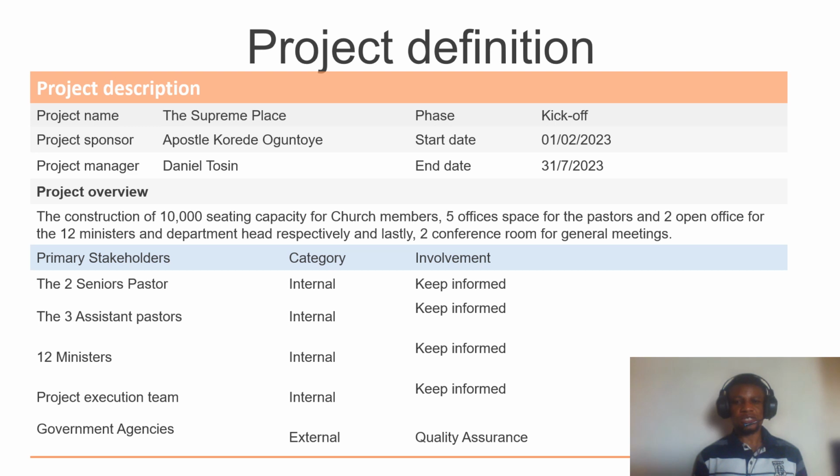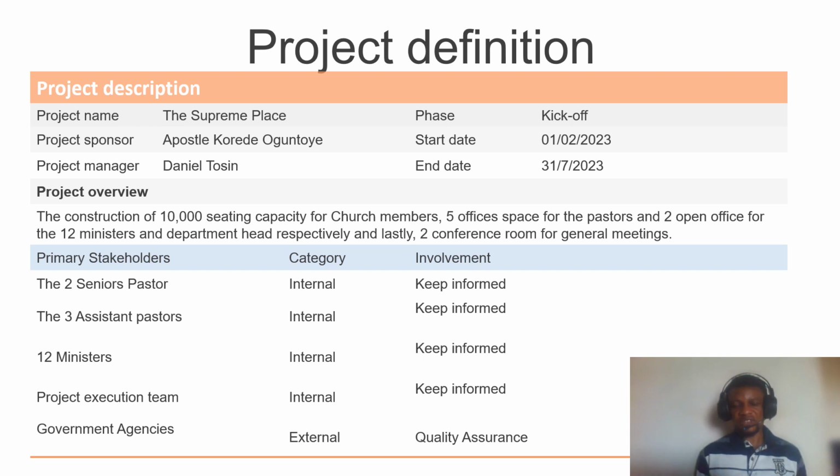The requirement of the project is to construct a 10,000 seating capacity auditorium for church members, in addition to having 5 offices and space for the senior pastor and his wife. Then we have 3 other pastors who should have an office individually, and 12 ministers who should have a shared open space, as well as other heads of department. So there will be 5 offices, then 2 open space offices for the ministers and the heads of department, and then 2 conference rooms for general meetings.